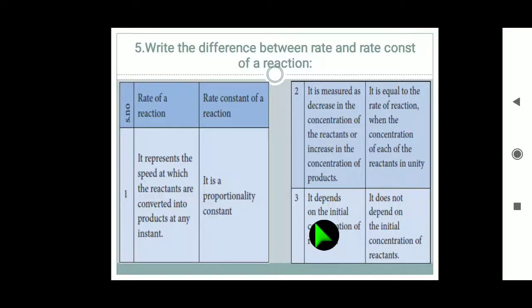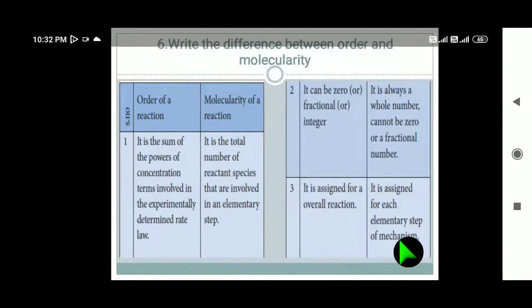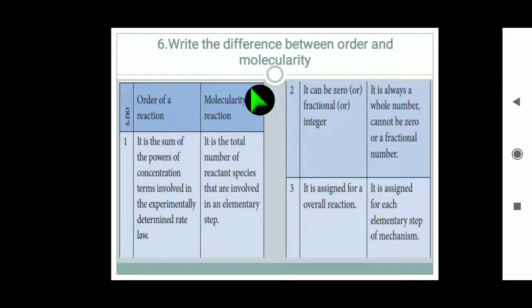Third point. The rate of the reaction depends on the initial concentration of the reactant. But the rate constant does not depend on the initial concentration of the reactant. Now we can discuss the sixth question. Write the difference between order and molecularity. Order of reaction and molecularity of the reaction.